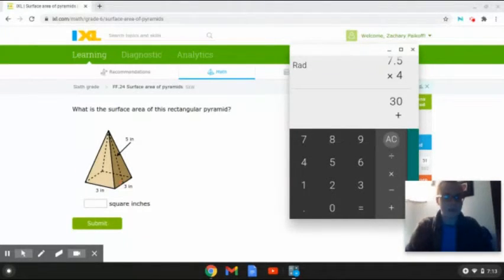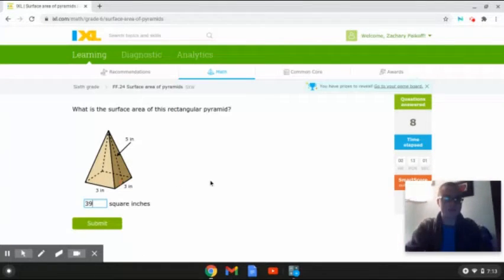Then, we're going to add this answer to the base squared. So 3 squared is 9. That will give us 39 square inches. So, the surface area of this rectangular pyramid is 39 square inches. And that is how to solve this problem. So I'm going to be doing a couple more with you guys.